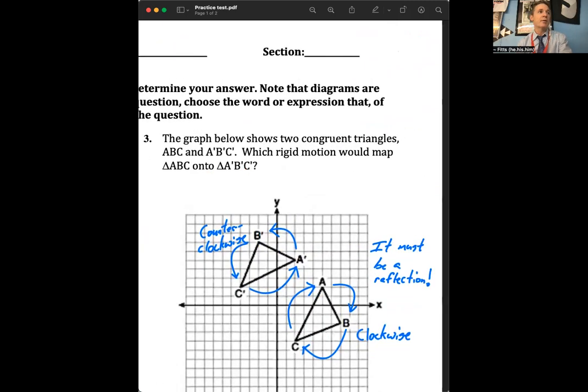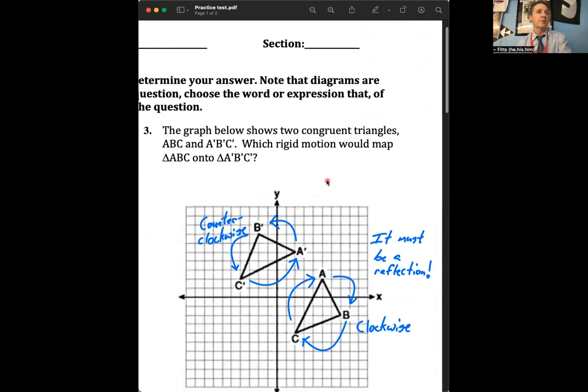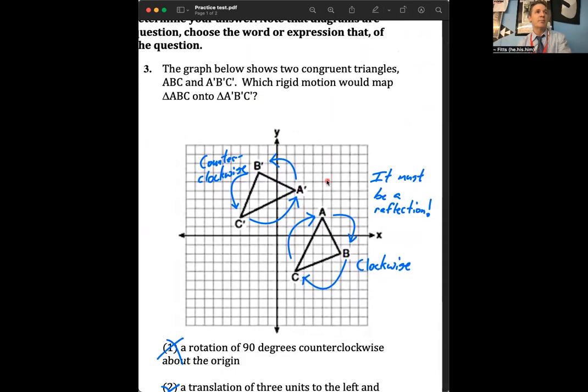Okay, in the graph below: the graph below shows two congruent triangles, ABC and A prime, B prime, C prime. Which rigid motion will map ABC onto A prime, B prime, C prime? Please do this every single time you see one of these transformation questions. Go ahead and draw these arrows from A to B, B to C, C back to A. Notice that's going clockwise. A prime, B prime, C prime: notice that's going counterclockwise, or anti-clockwise.